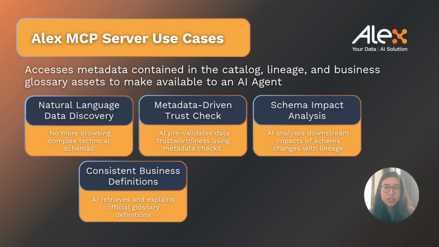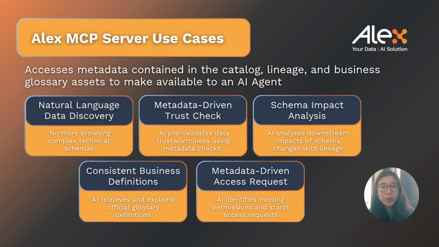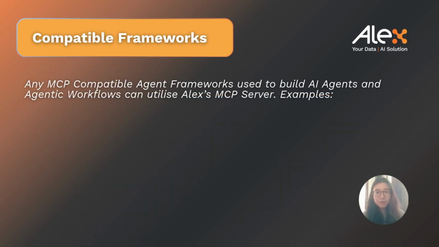Consistent business definitions. When you need to know the official definition used in your organization, an AI agent could retrieve and explain official governed definitions from the business glossary to ensure standardized terminology. And finally, metadata-driven access request. An AI agent could identify missing permissions and initiate the official access request process to the correct data steward.